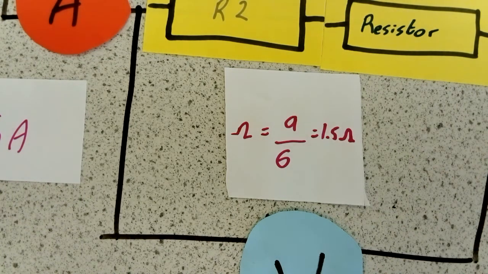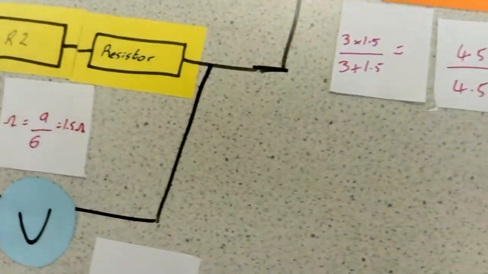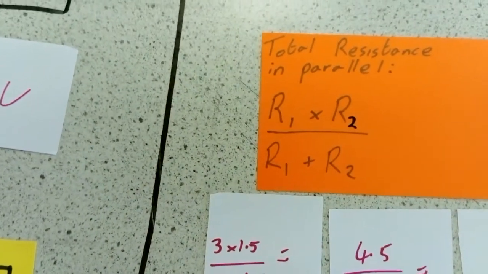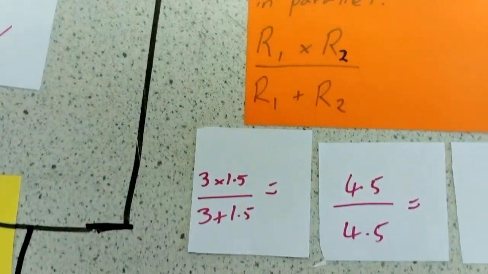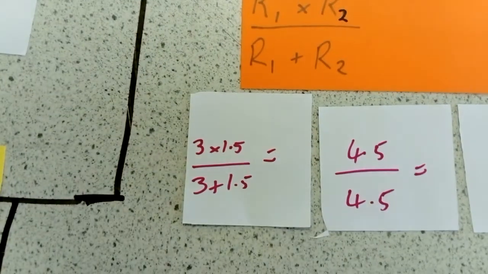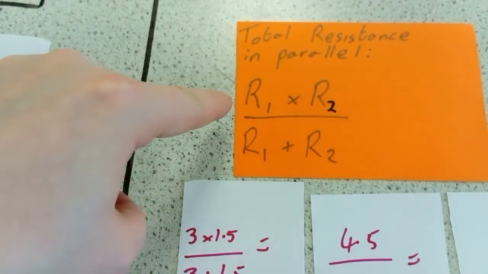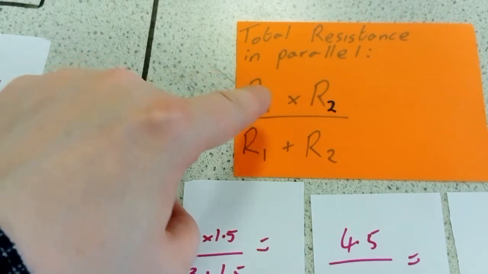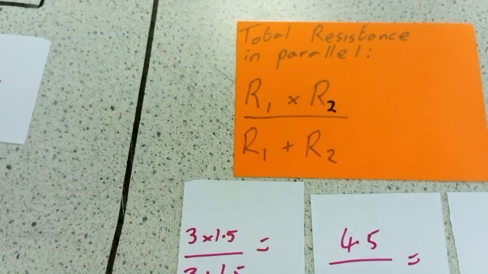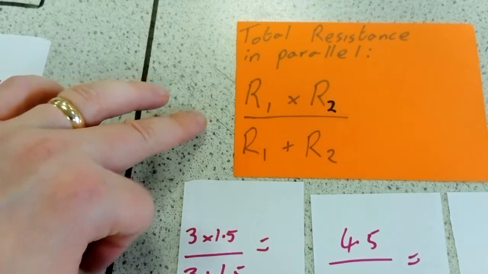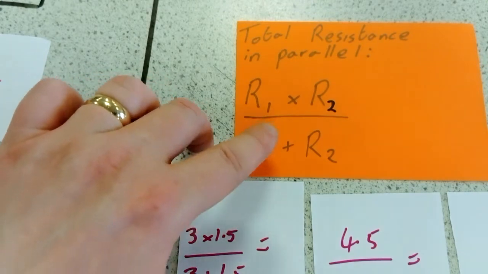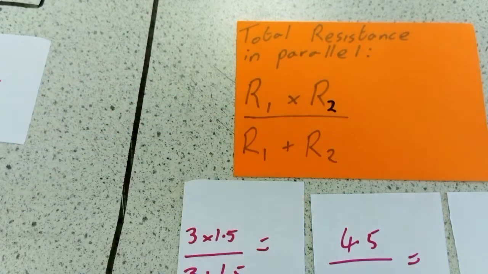If we now want to work out what the total resistance is for this parallel circuit, we can work it out using this simple equation. The equation that we use is resistance 1 times whatever the resistance is at component 2, and we divide that by resistance 1 plus resistance 2.